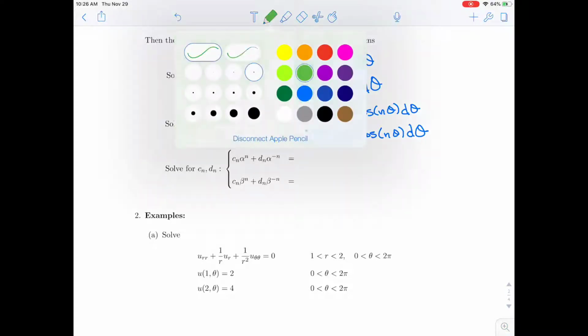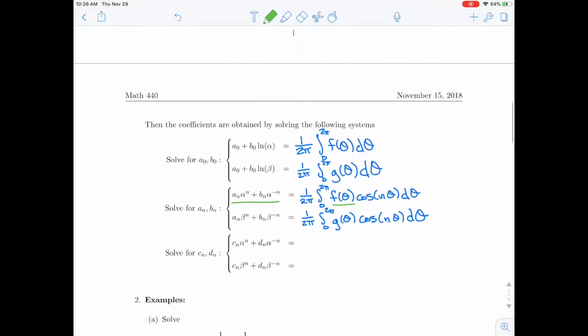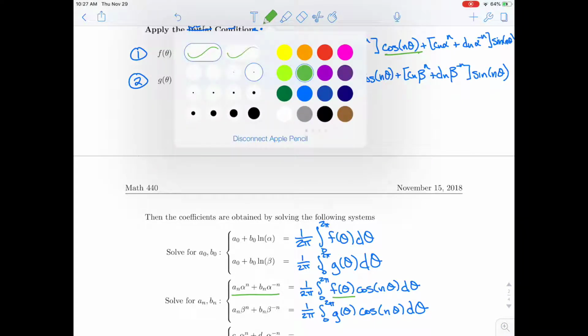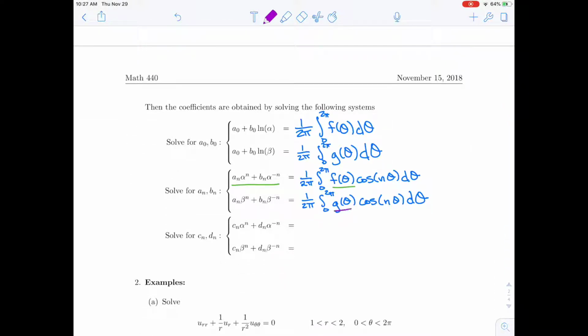Okay, so I really want you to see that the f of theta here with the alpha to the n, or a sub n alpha to the n plus b sub n alpha to the minus n, is really matching with this piece in the cosine n theta. Okay, maybe I'll change colors here. Then we have the a sub n beta to the n plus b sub n beta to the minus n with the cosine n theta. That's going to match this piece right there.